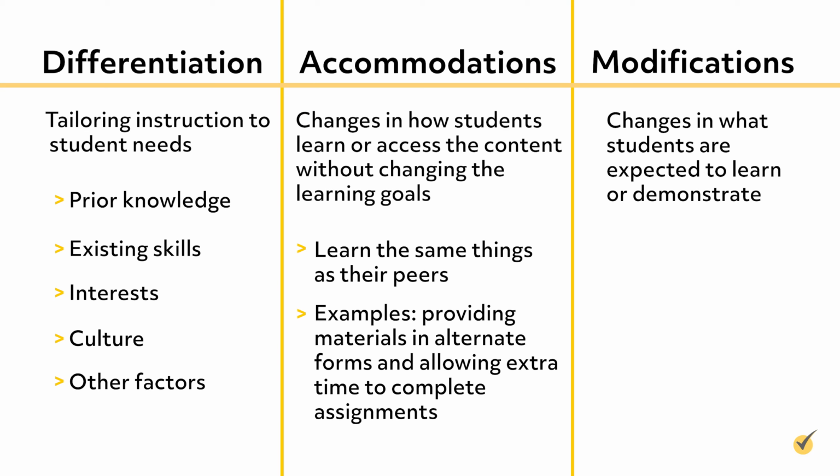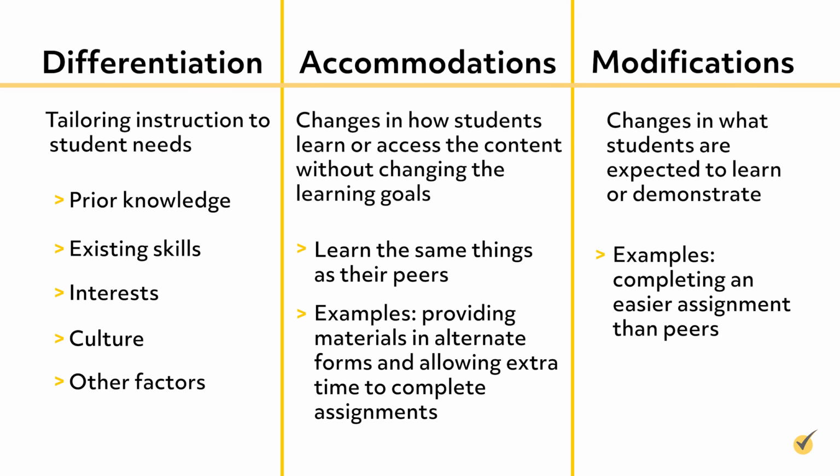Modifications are changes in what students are expected to learn or demonstrate, and typically include providing alternate assignments and assessing learning in a way that is appropriate for a specific student's learning goals. For example, a second grade teacher may give one student a spelling list of consonant, vowel, consonant words, like hat, while the rest of the class is assigned words with a more complex spelling pattern. Or a student may be tested on only 5 words, while the rest of the class is tested on 10 words each week.